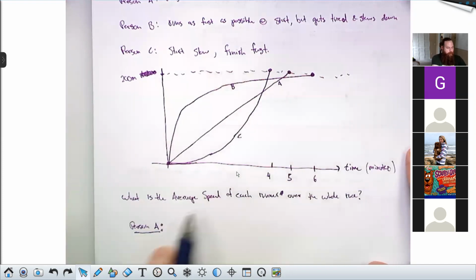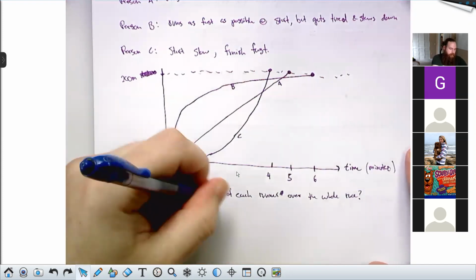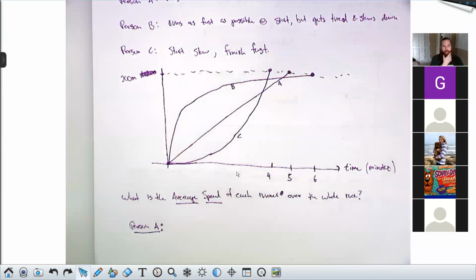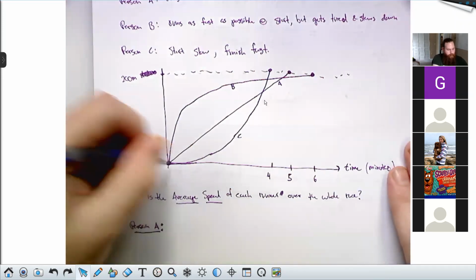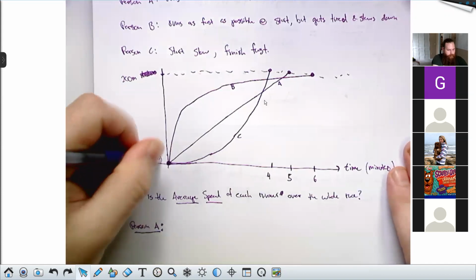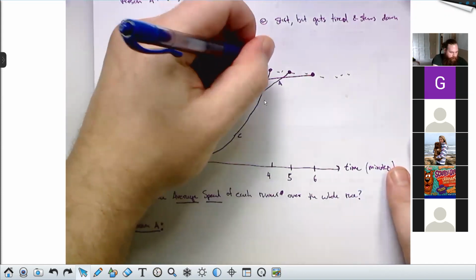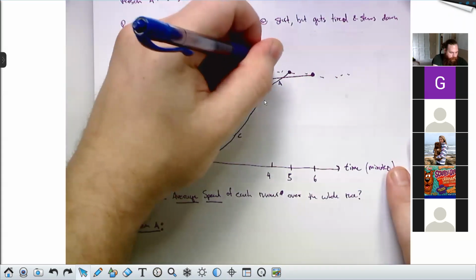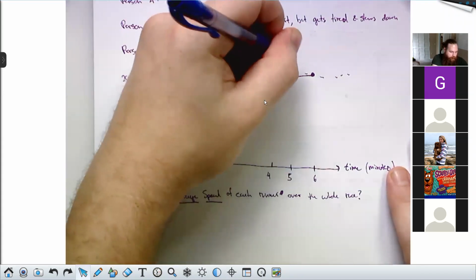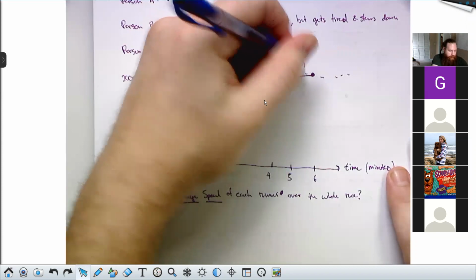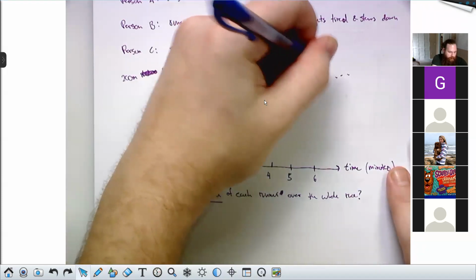How would I find the average speed for person A? So everybody starts down here at 0, 0. Person C, they finished at 4, 200. Person A finished at 5, 200. And person B finished at 6, 200.